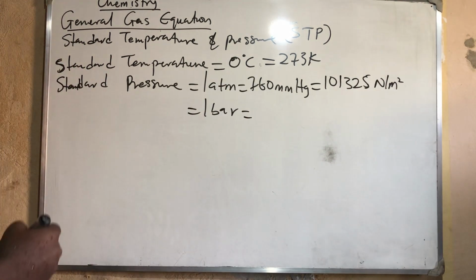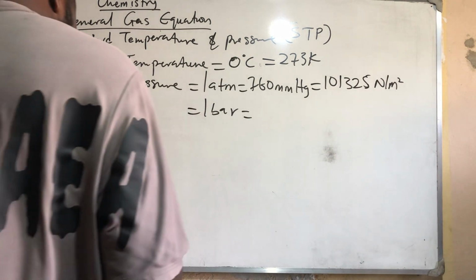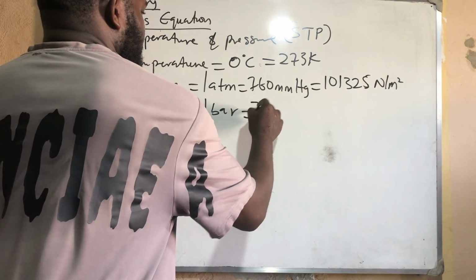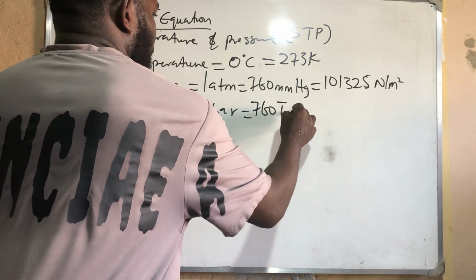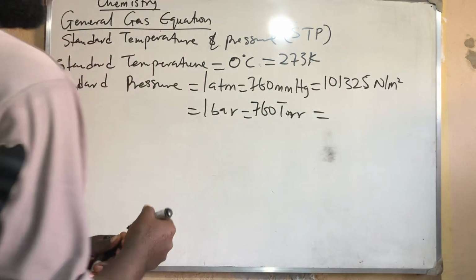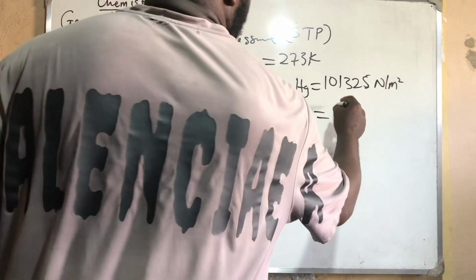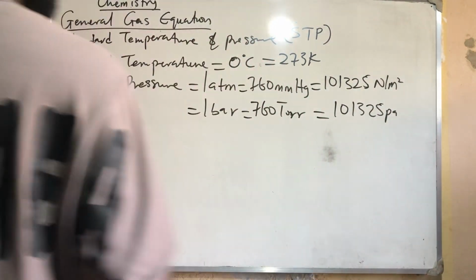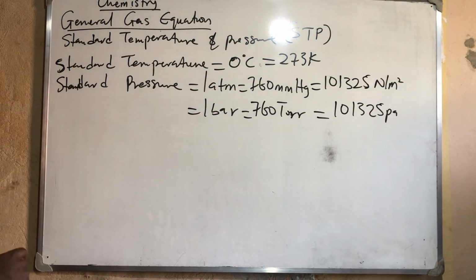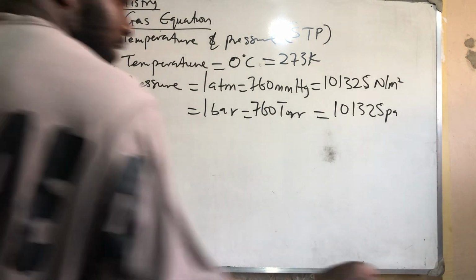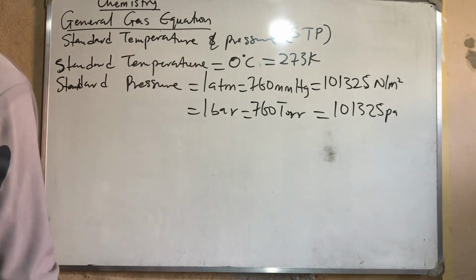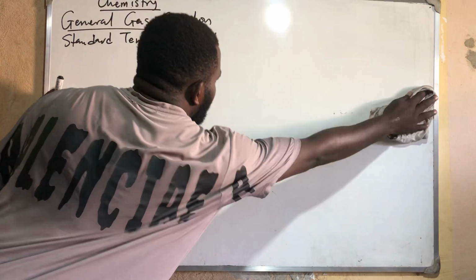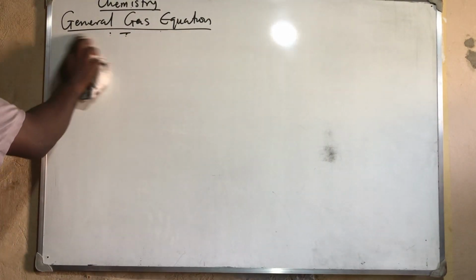Millimeter mercury is the same thing as Torr, so this is 760 Torr. While Newton per meter square is the same thing as Pascal, so 101325 Pascal. So that is standard temperature and pressure. Anytime you hear standard temperature and pressure, you will use any of these. For temperature, it's just 0 degrees Celsius or 273 degrees Kelvin.